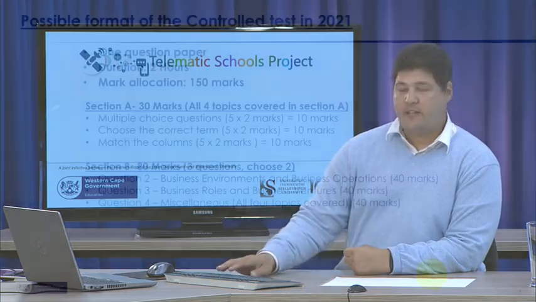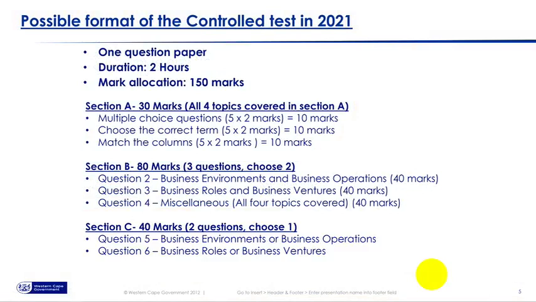Then finally, grade 10s, in Section C, we have 2 questions. So you have options between 2 questions, and you only have to choose one of the 2. And again, it's linked to the topic. So business environments and business operations are linked to question 5. So the essay question must come from either business environments or from business operations for question 5. And for question 6, the content for the essay question in question 6 must come from business roles or business ventures.